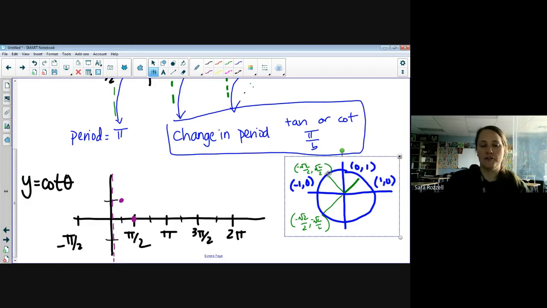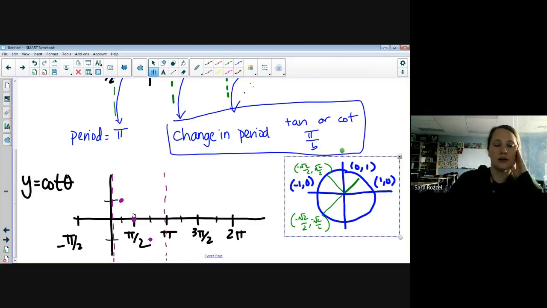For my 3 pi over 4, or this halfway point, I've got x over y, negative over a positive of the same number, so that's going to be a -1. Then when I get to pi, I have -1 over 0. Can we divide by 0? Nope. So what are we going to have? Asymptote.